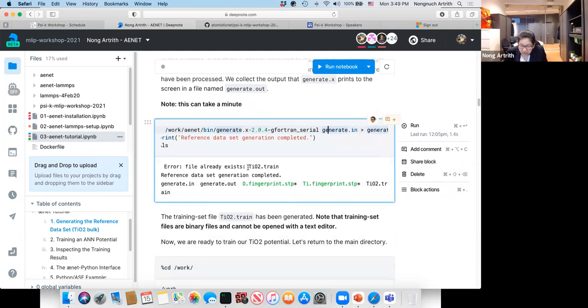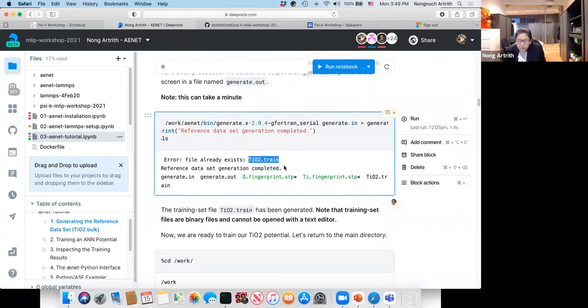Sometimes, if you already have the file, it means it's already done. You can also remove it if you would like to generate again, because if you already have it, it will just use the old generated file that you already made.